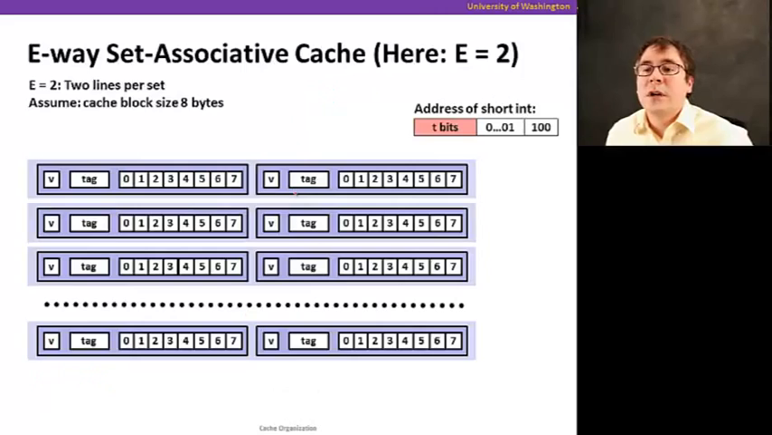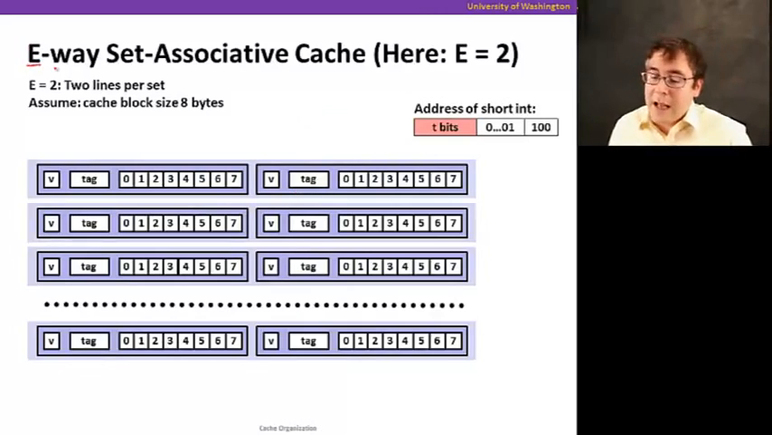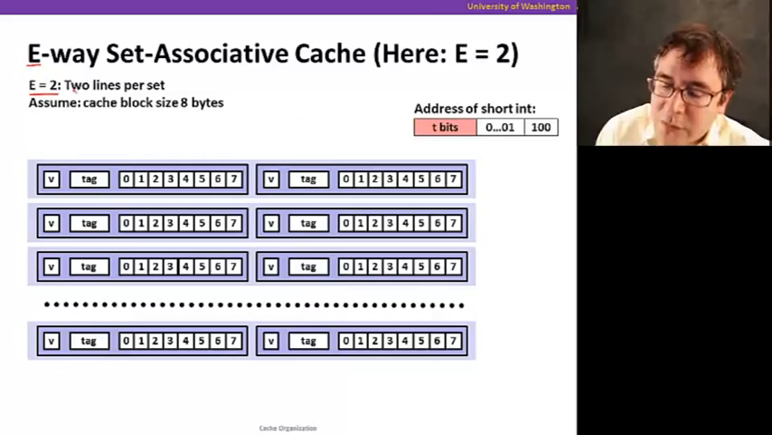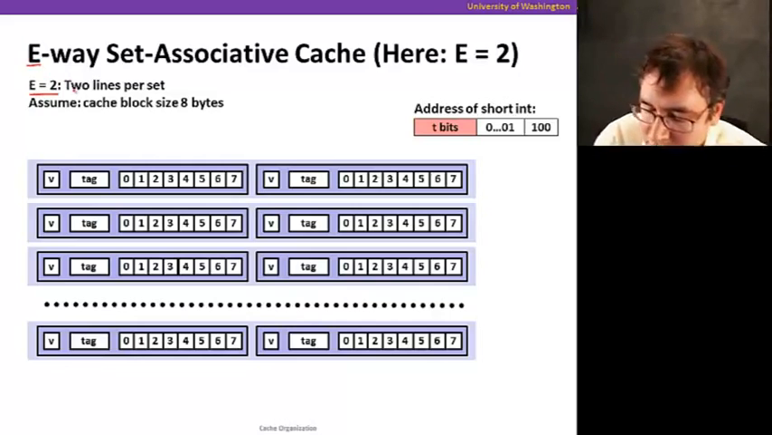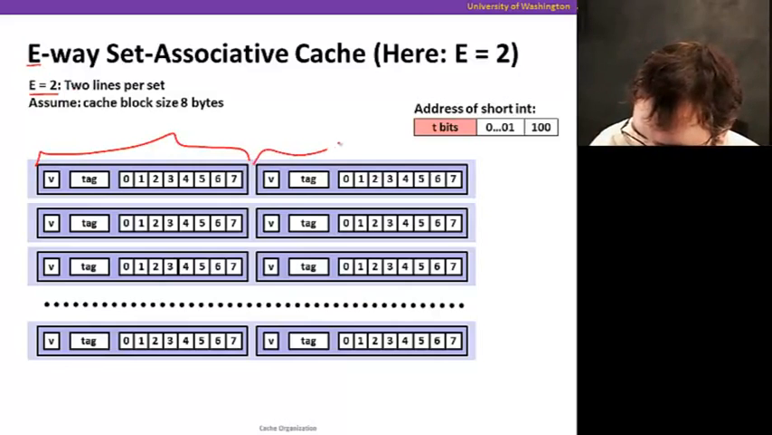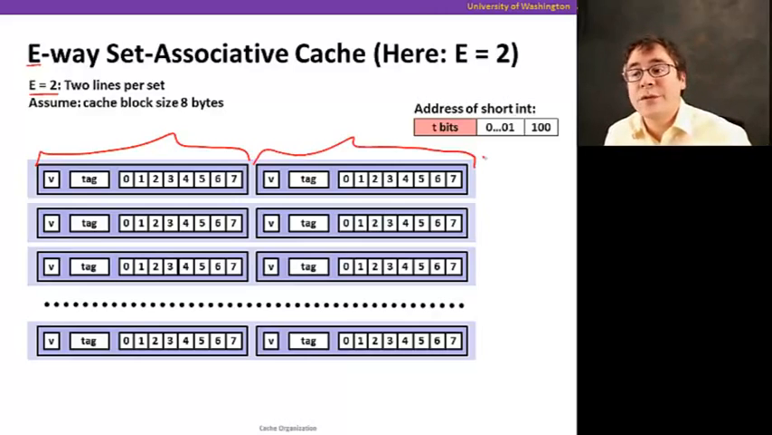Let's see how reads work on a set associative cache, in a generic E-way set associative cache. In our example here, let's make E equal 2. It means that it's a 2-way set associative cache. That means I have 2 lines per set. What is the first thing we're going to do?